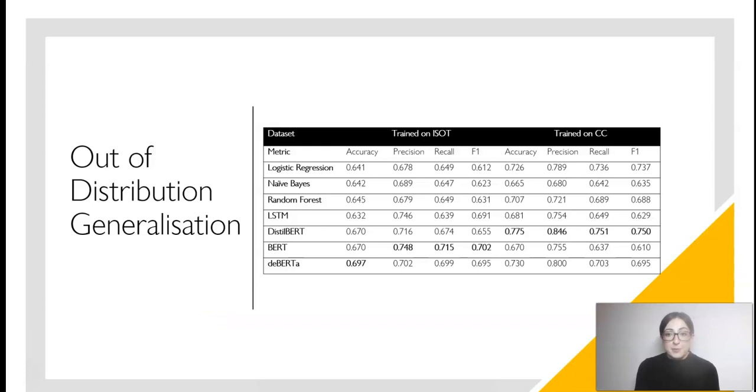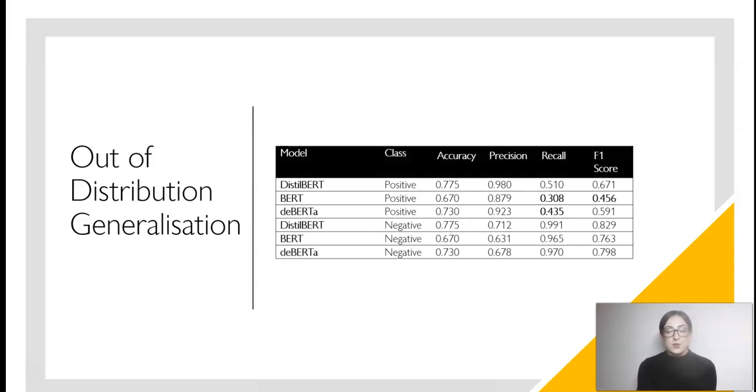But highlighted in bold is the highest score across each evaluation metric. And we can see that across all metrics, it is the BERT-based models that do perform the best. So they are still performing very strongly on this out-of-distribution generalization task.